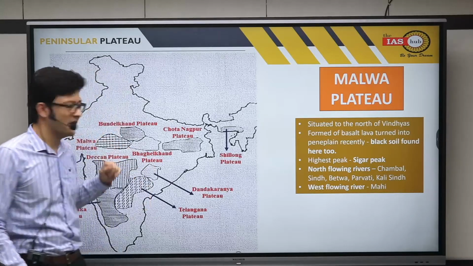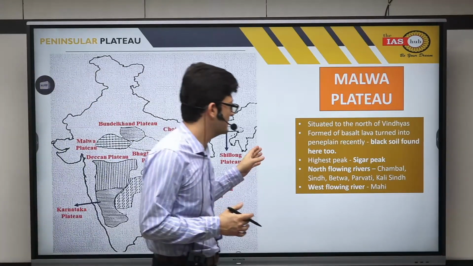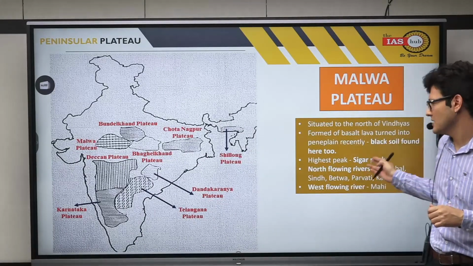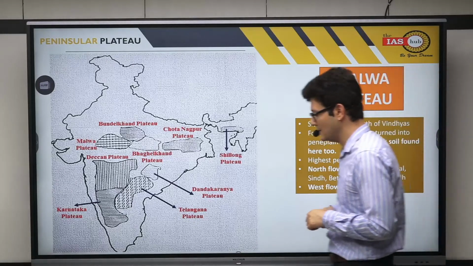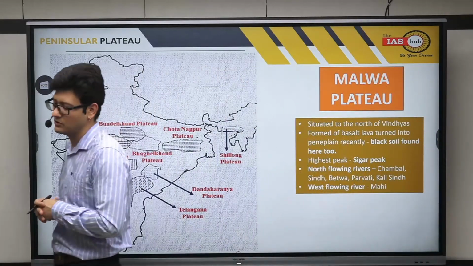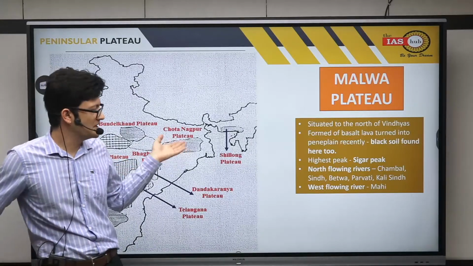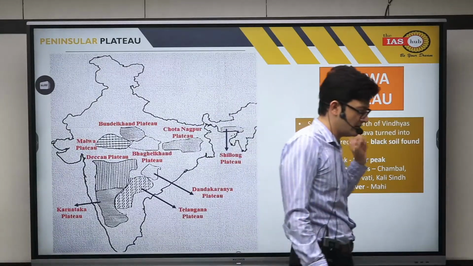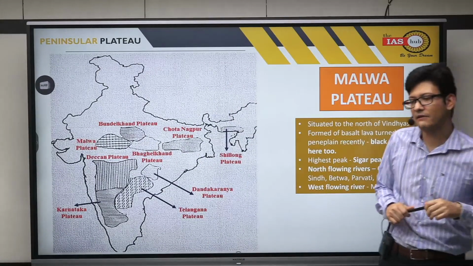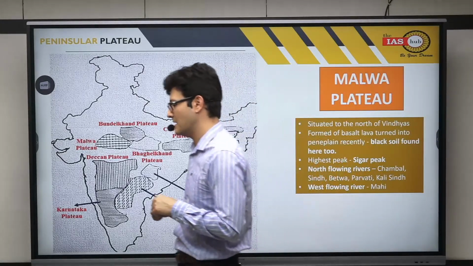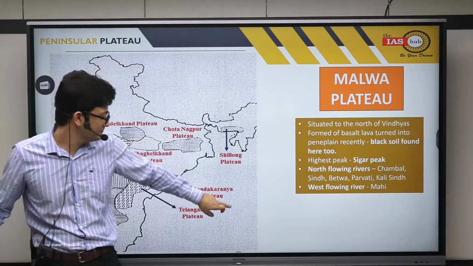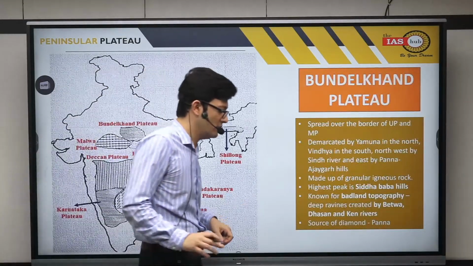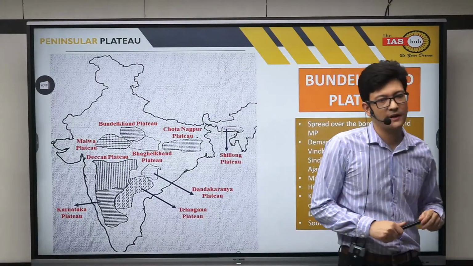The highest peak in the Malwa region is the Sagar Peak. One of the major rivers that flow through are Chambal, Kane, Betwa, and Kali Sindh. These are the basic rivers which are north flowing rivers, and there are the west flowing rivers. One of the major west flowing rivers is Mahi. Mahi river has also one of the main characteristics. It is the only river in India which crosses the Tropic of Cancer twice. Look in the map, you will find that Mahi is the only river in India which crosses through the Tropic of Cancer twice.